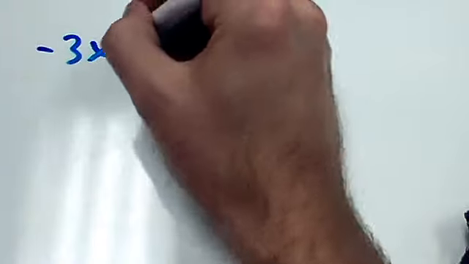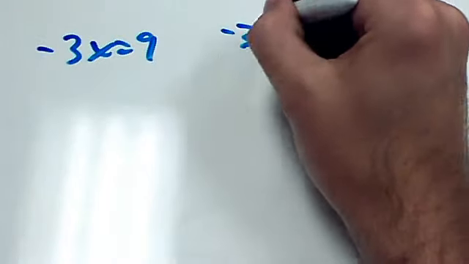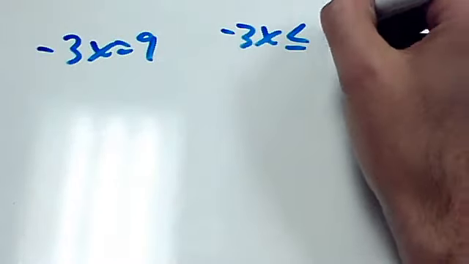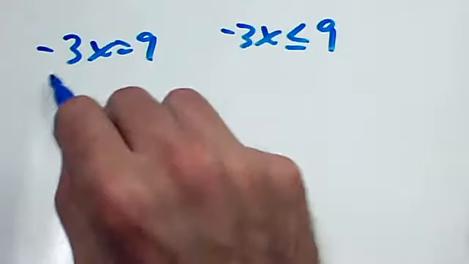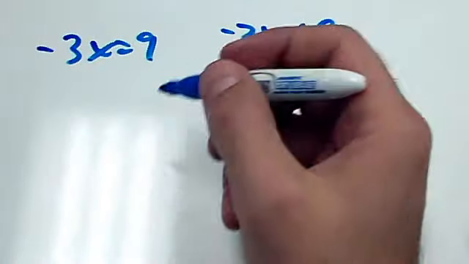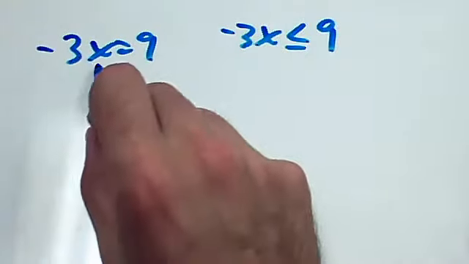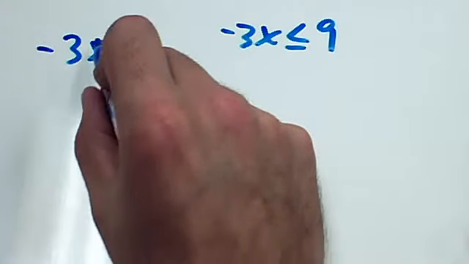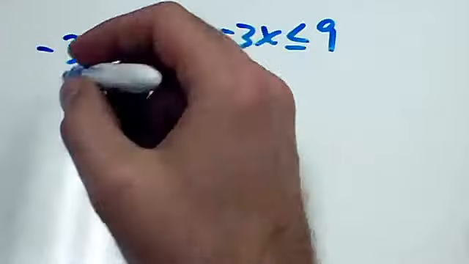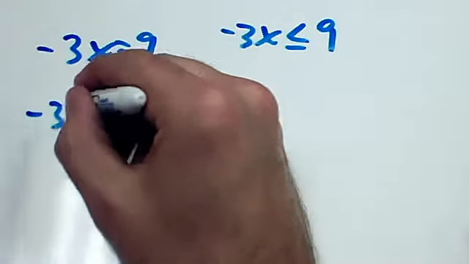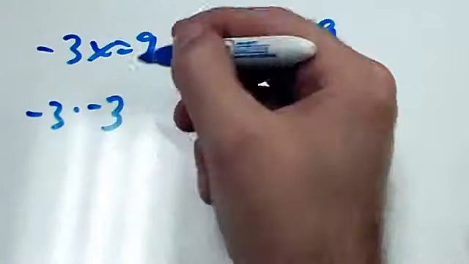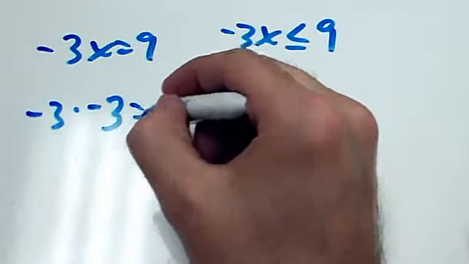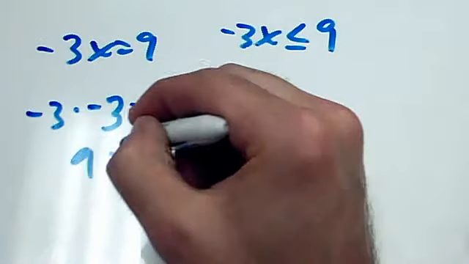Now let me show you something that makes it slightly different. Okay, I'm going to change this to negative 3x is equal to 9, and negative 3x is less than or equal to 9. Okay, same thing, but I'm doing negative 3 instead of 3. So what value would make negative 3 times this thing equal 9? Well, let's see. You should be able to see that it's negative 3. So negative 3 times negative 3 equals 9. That's 9 equals 9. Check.